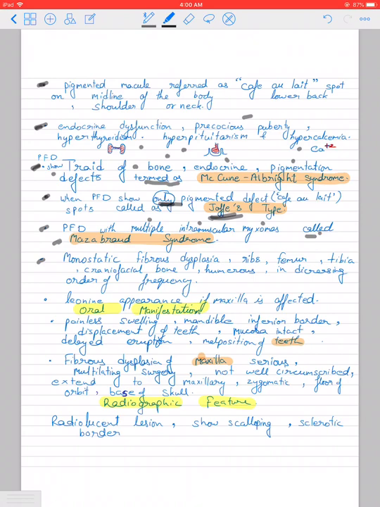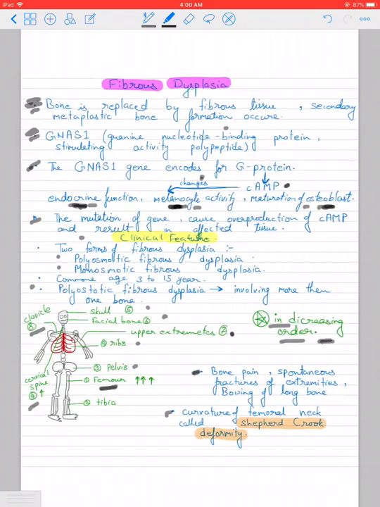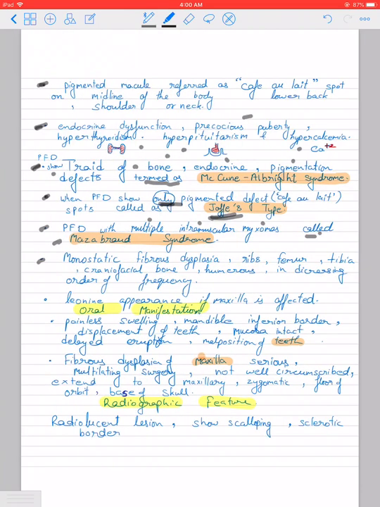Now come to monostotic fibrous dysplasia. As we have seen, polyostotic fibrous dysplasia includes so many bones. Monostotic only includes a few bones like ribs, femur, tibia, craniofacial and humerus, in descending order. Another feature is that if the maxilla is affected, a leonine appearance of the face will be there.